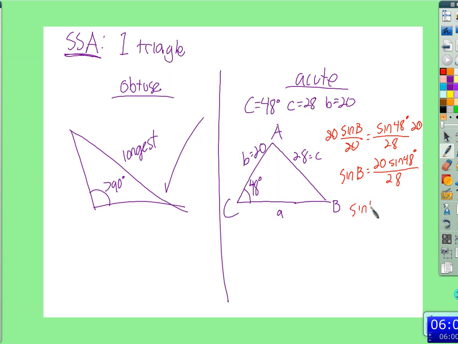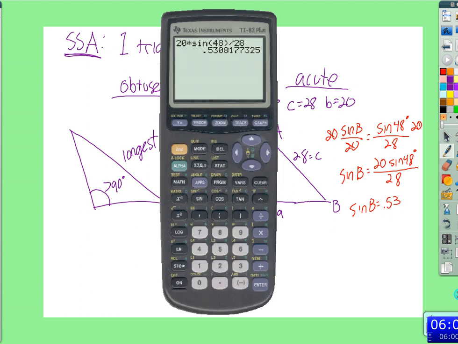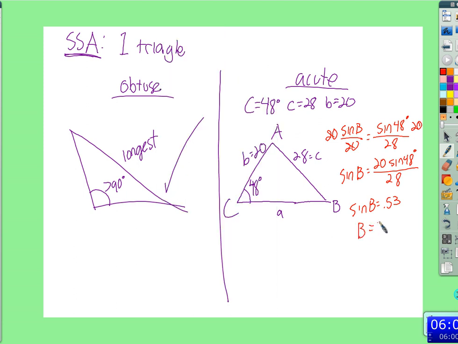We just need to do the work. Sine B equals 0.53. So let's take the inverse sine of that. 32.06. B is 32.06. Didn't get an error this time. Everything's working out. So there must be a triangle possible.